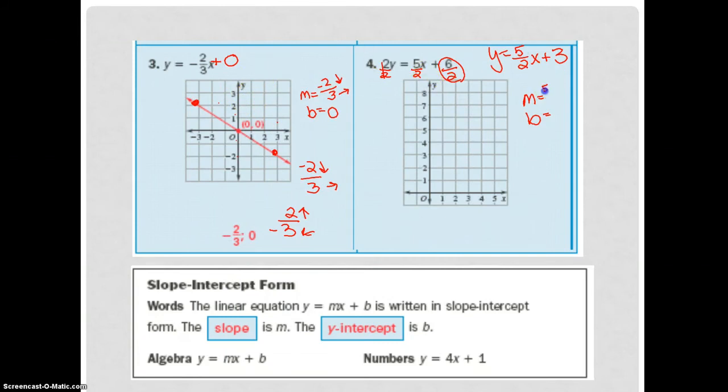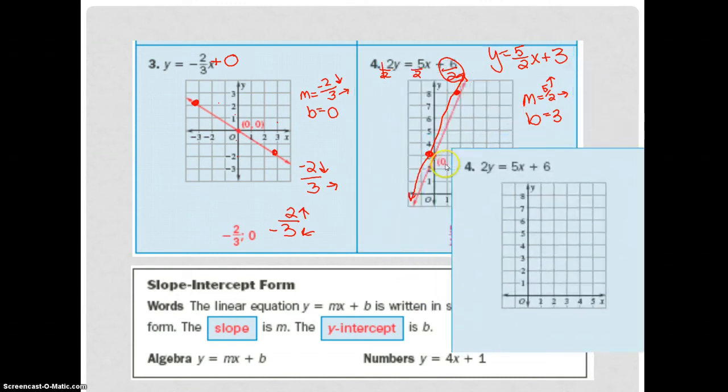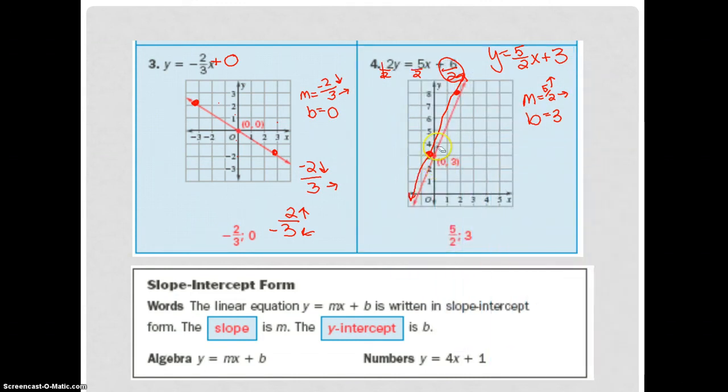Number 4, the slope is 5 over 2. Remember, keep it as an improper fraction. It's going to make it easier to see the rise and the run. B is 3. So at the y-intercept, it's 3. 5 is up, 2 is right. 1, 2, 3, 4, 5 up, 2 right. And there's your line.